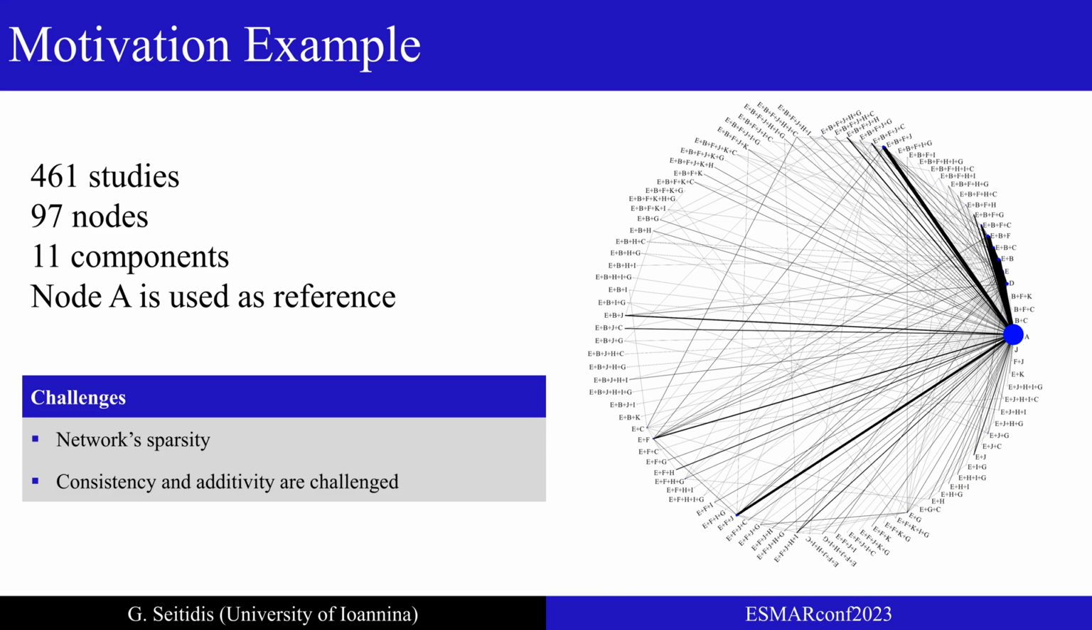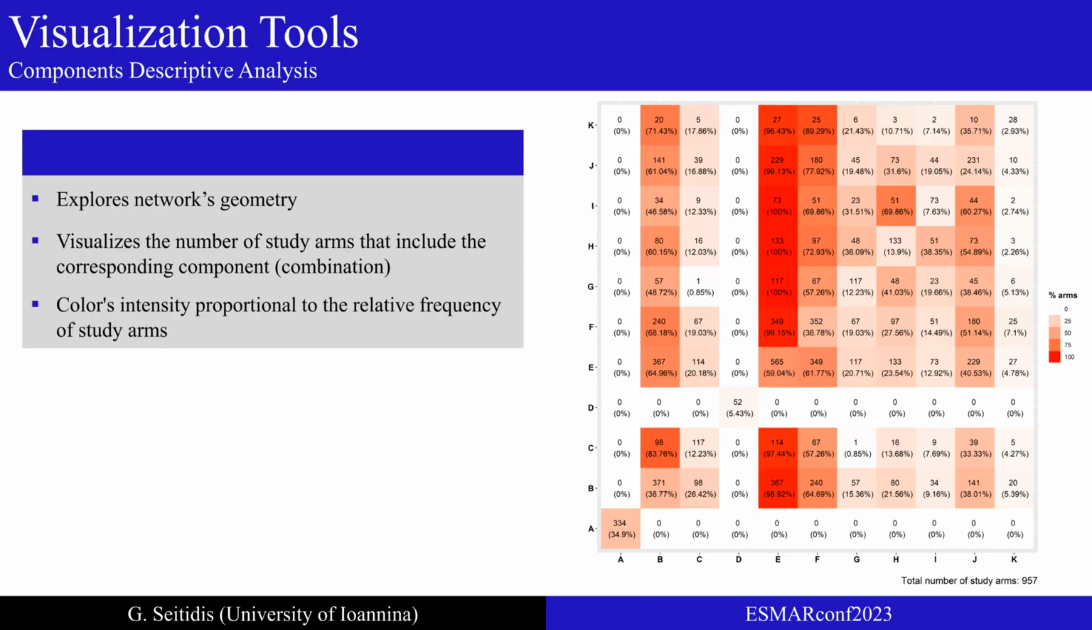As you can see from the network plot, there are many nodes, many comparisons, but few head-to-head studies. Therefore, the assumptions of network meta-analysis and component network meta-analysis will be challenged due to the sparsity of the network. Exploring the geometry of the network is essential, especially when you are dealing with large networks with complex structure. Component descriptive analysis can assist in achieving this goal.